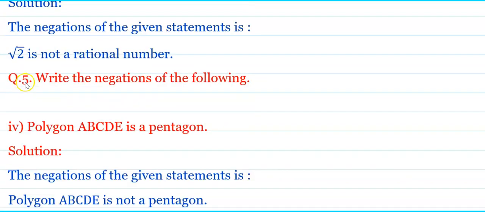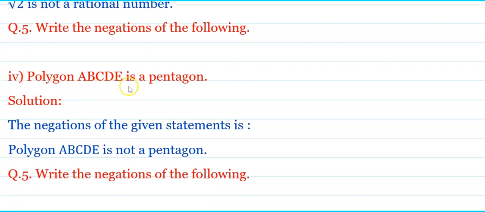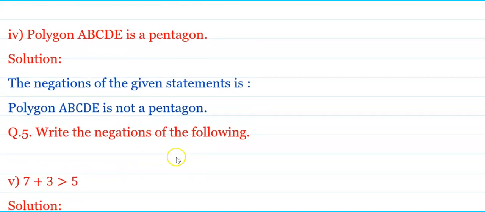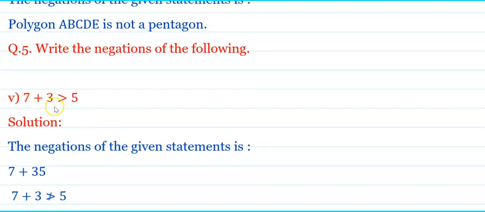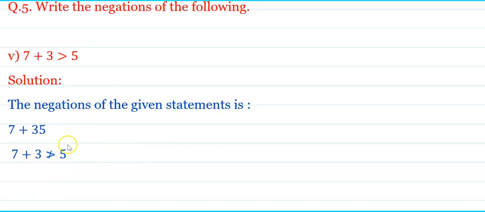Next is the polygon ABCD is a pentagon. The negation of the given statement is polygon ABCD is not a pentagon. Okay, 7 plus 3 is greater than 5. The negation of the given statement is 7 plus 3 is not greater than 5. This is the negation.